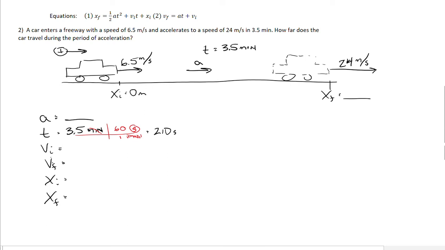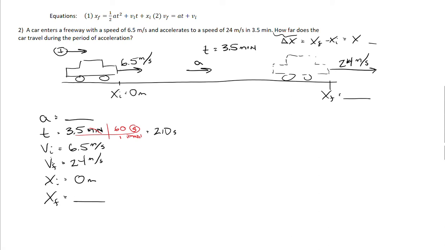My initial velocity, I start moving at 6.5 meters per second. Later, I'm going 24 meters per second. I start at a position of 0 or whatever I care about, and I'm going to finish at some other position down the road, right? And they want to know how far. How far would be a displacement, which is just x final minus x initial, which when x initial is 0, we just get x final, right? So really, if they say how far, by calling x initial 0, when I find x final, I have my answer.